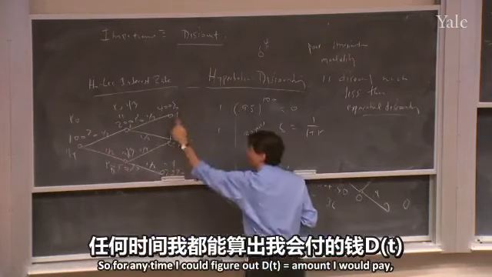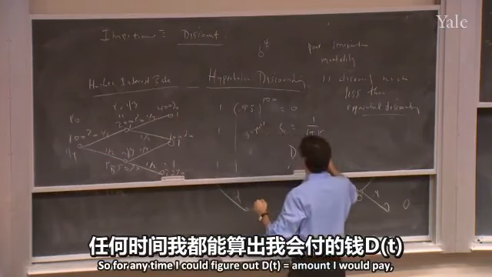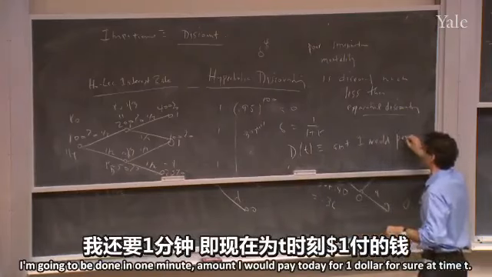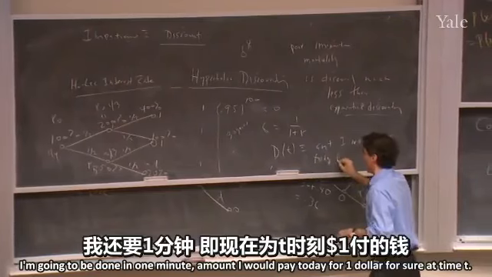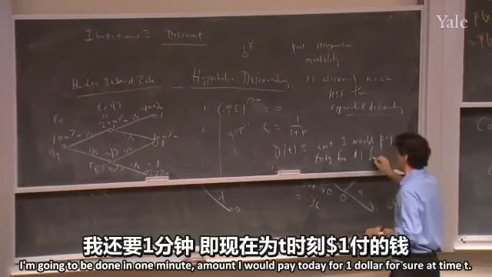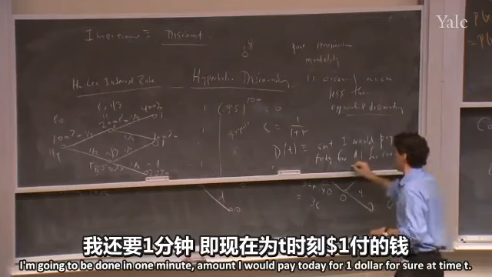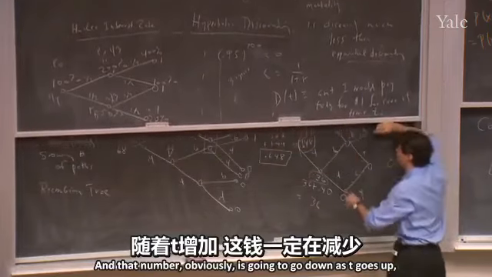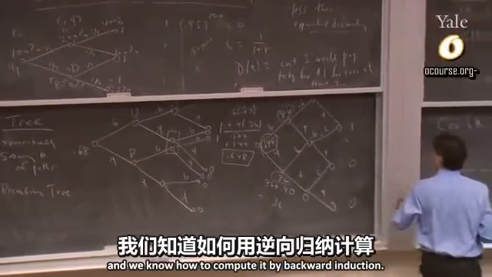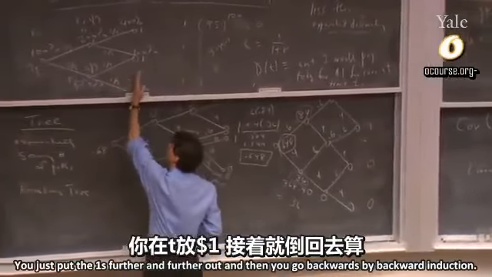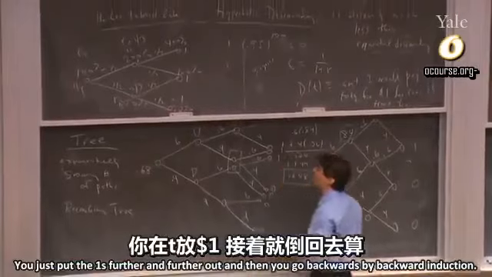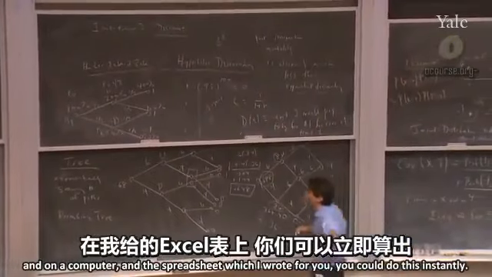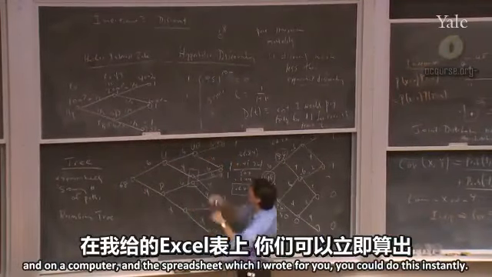So for any time, I could figure out d of t equals the amount I would pay today for $1 for sure at time t. And that number, obviously, is going to go down as t goes up. And we know how to compute it by backward induction. You just put the ones further and further out, and then you go backwards by backward induction. But just like for the World Series, I could do that for any t, however big I want to. And on a computer, in the spreadsheet which I wrote for you, you could do this instantly.